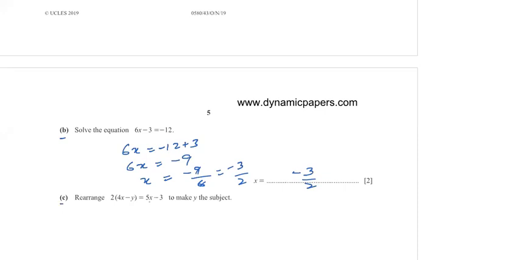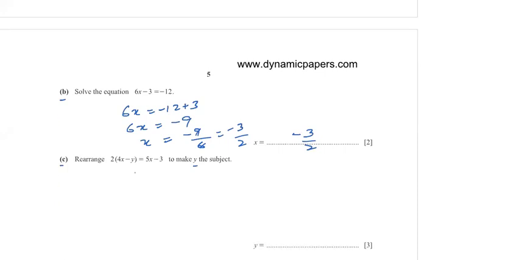Number C is rearrange this to make the y subject. When we have to make the y subject, first, always, if you have any bracket, remove the bracket. So what we will do, we will remove the bracket. It will be 8x minus 2y equals to 5x minus 3. Now, all terms without y shift to the other side. So take 8x also to the other side, or you can say shift 2y to this side and all of these to this side.